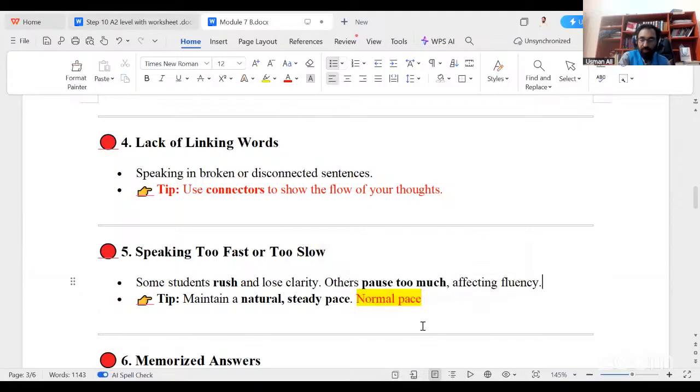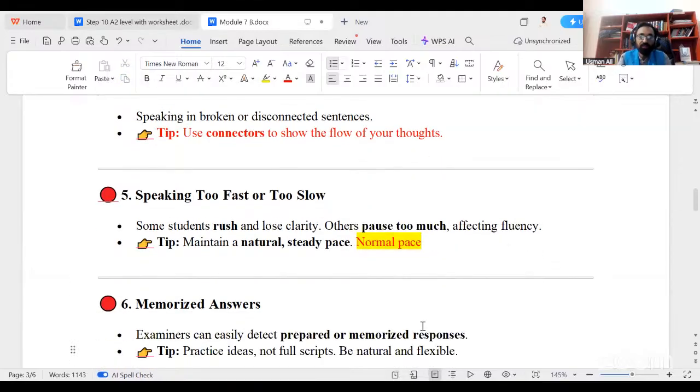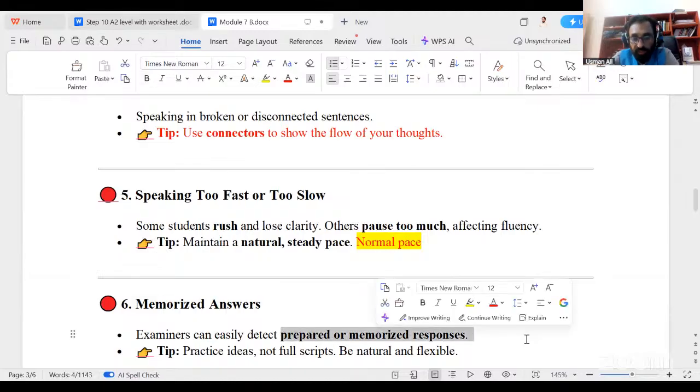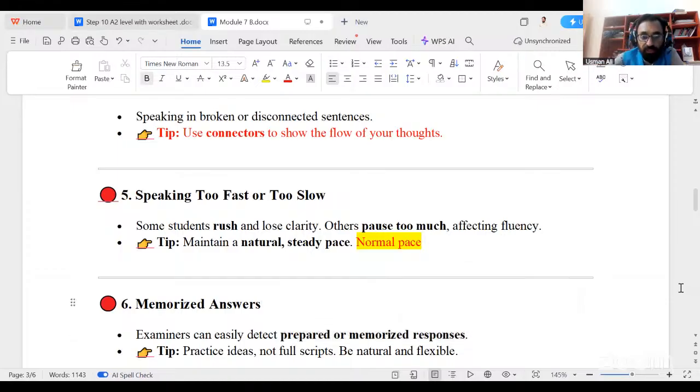Okay, so now memorized answers. Sixth reason why the students are not able to perform very well and not able to get 7+ bands. So what's the reason? Memorized answers. Examiners can easily detect prepared or memorized responses. Some of the students give answers which they have memorized earlier. If you are giving memorized responses, you are going towards getting lower scores.